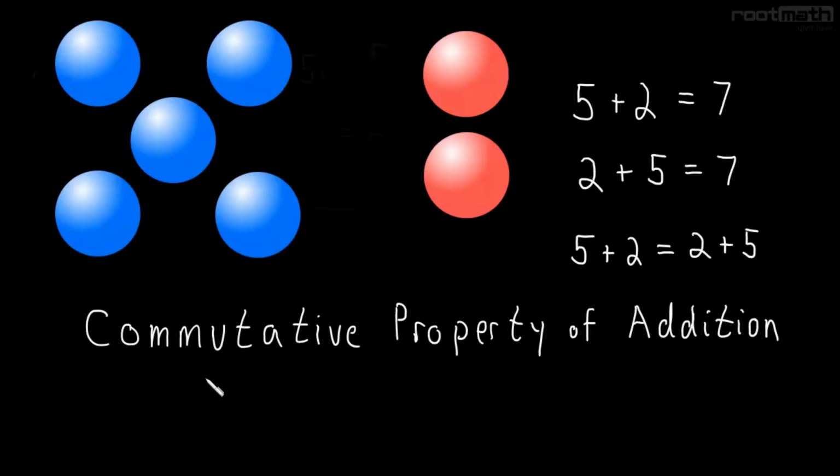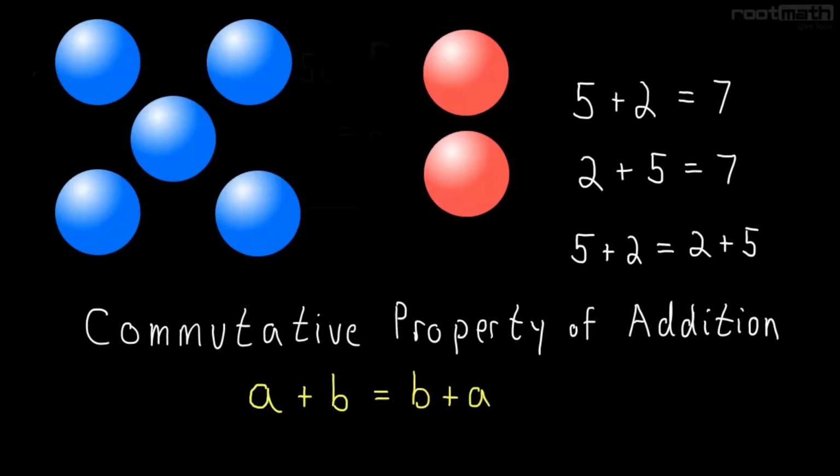And it says that if we have any two numbers, a and b, then a plus b is equal to b plus a. So it doesn't matter which order we add two numbers in. And we have something similar for multiplication. So let me write some dots on screen here.